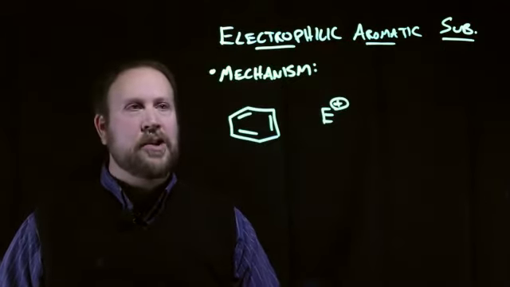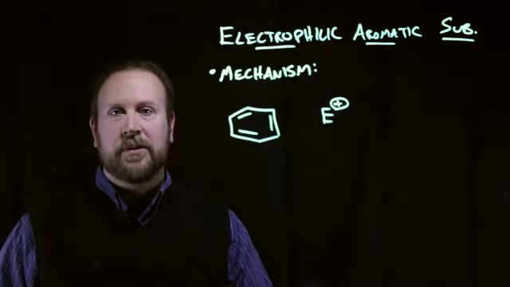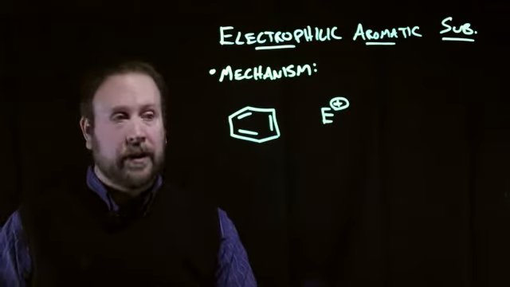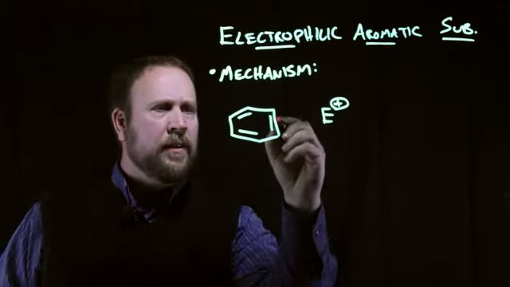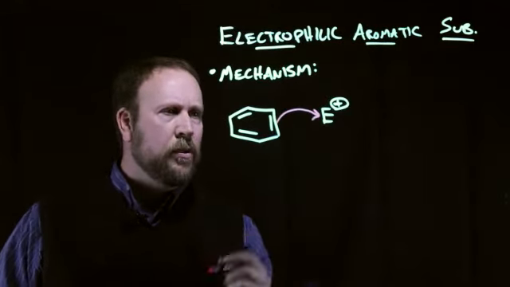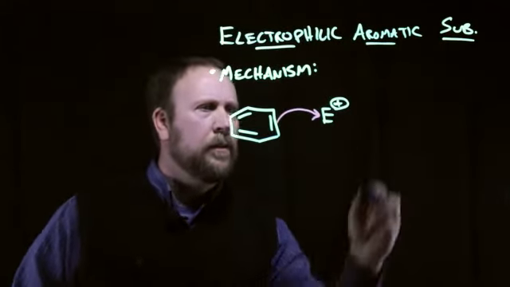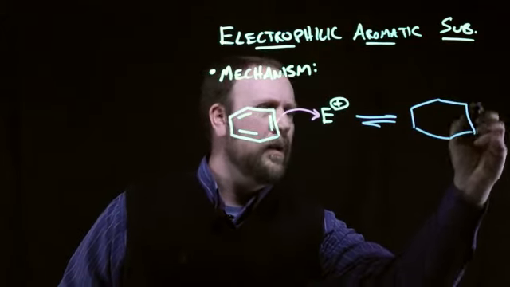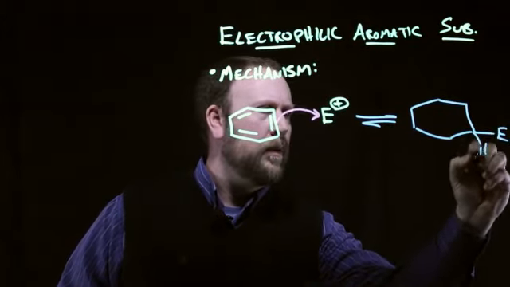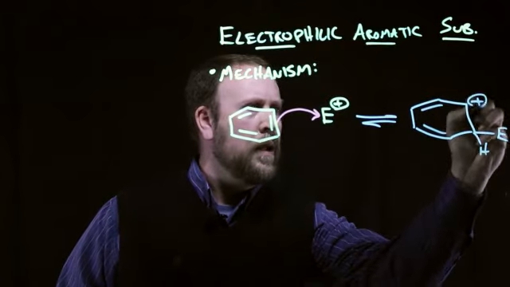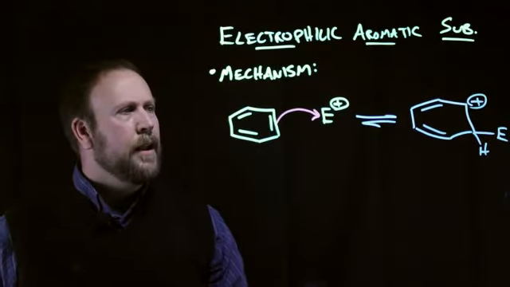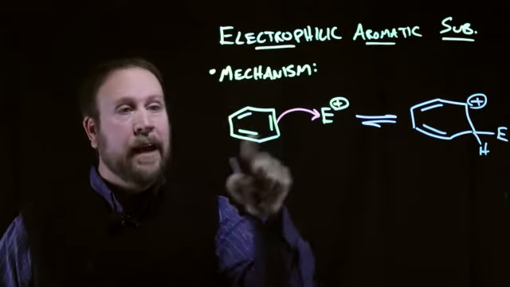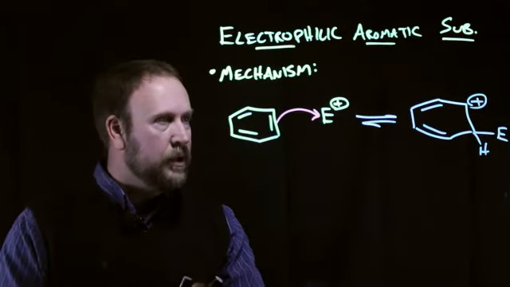So now let's take a look at the general mechanism for an electrophilic aromatic substitution reaction. Here we have a benzene ring, and we're going to react this with a general electrophile. And what happens is the aromatic system is going to attack that electrophile, and that's going to break up our aromatic system and give us a carbocation. Now this is a resonance stabilized carbocation. However, we did have to break up the aromatic system to do this reaction.